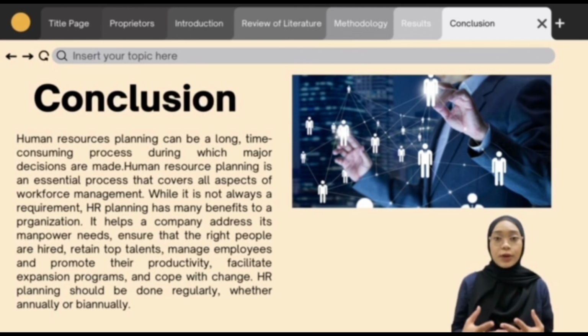While it is not always a requirement, HR planning has many benefits to an organization. It helps a company address its manpower needs, ensure that the right people are hired, retain top talents, manage employees and promote their productivity, facilitate expansion programs, and cope with change. HR planning should be done regularly, whether annually or biannually.